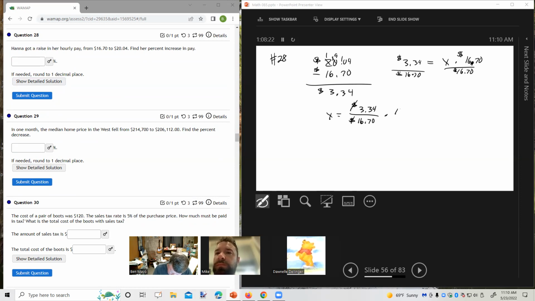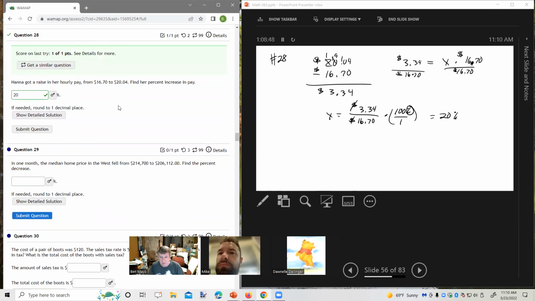But we need to convert this into a percent, okay? So let's see, if we take 3.34 times 100 divided by 16.70, we get 20%. Any questions about that? Okay.